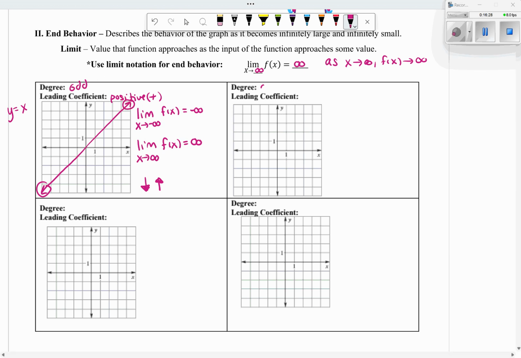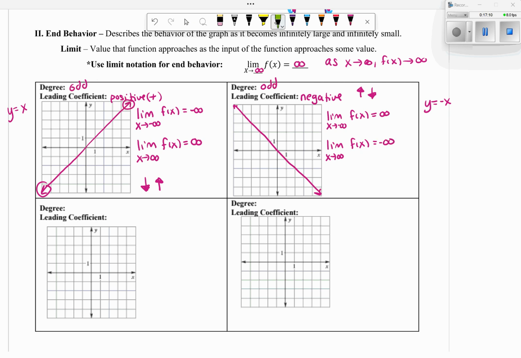We're going to do an odd polynomial degree, but this time we're going to do the leading coefficient as negative. So if this is odd negative, think about your smallest odd negative, y equals negative x. So now our line would go with a negative sloping direction. So this is what our line would look like. So now you can see that the left end is going up and the right end is going down. So the limit as x approaches negative infinity for the function goes up towards positive infinity. And the limit as x approaches positive infinity for the function goes down towards negative infinity.